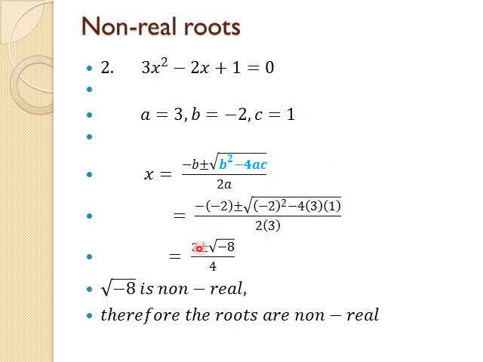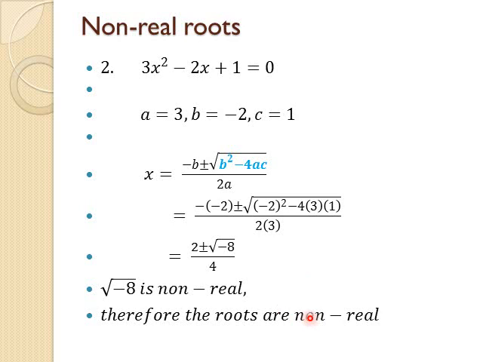Negative times negative, positive 2. Negative 2 squared, 4. Minus 12. 4 times 3, negative 12, which gives me negative 8. Now the square root of a negative value is non-real. You should remember that from grade 10, number systems. Therefore the roots are non-real. They do not form part of the real number system. Alright, so in short there I've done nature of roots.